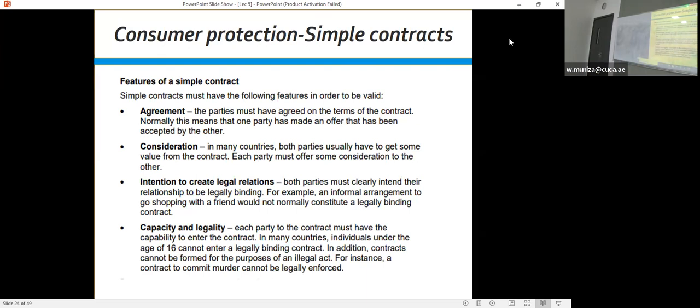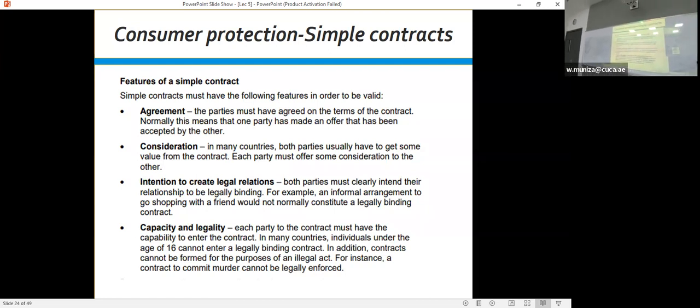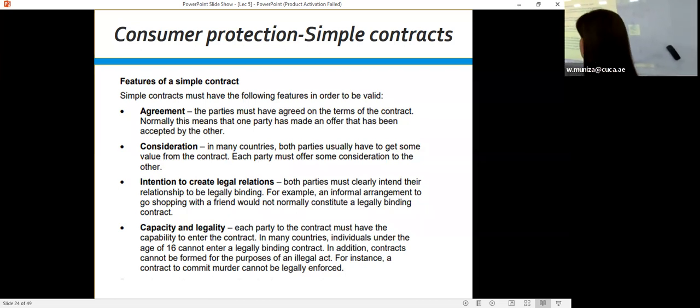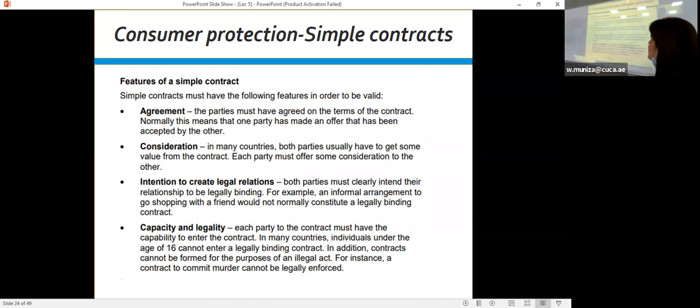What are the features of the simple contract? Any agreement which is enforceable by law becomes a contract. Agreement is always between two or more parties. So the first feature of a simple contract is agreement. One party makes an offer, the other accepts it. The parties must have agreed on the terms of the contract. Normally this means that one party has made an offer that has been accepted by the other.